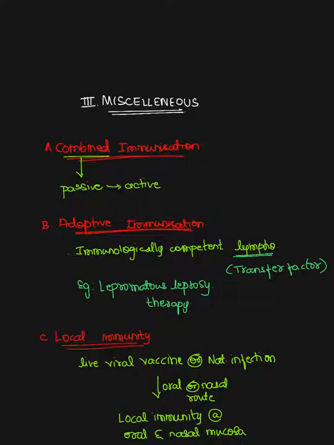Coming to the next one, that is adaptive immunization. Adaptive immunization means using immunologically competent lymphocytes for transfer into the host, and not all the lymphocytes, only the competent lymphocytes are used, and those are called transfer factors. This has been used in the treatment of lepromatous leprosy.